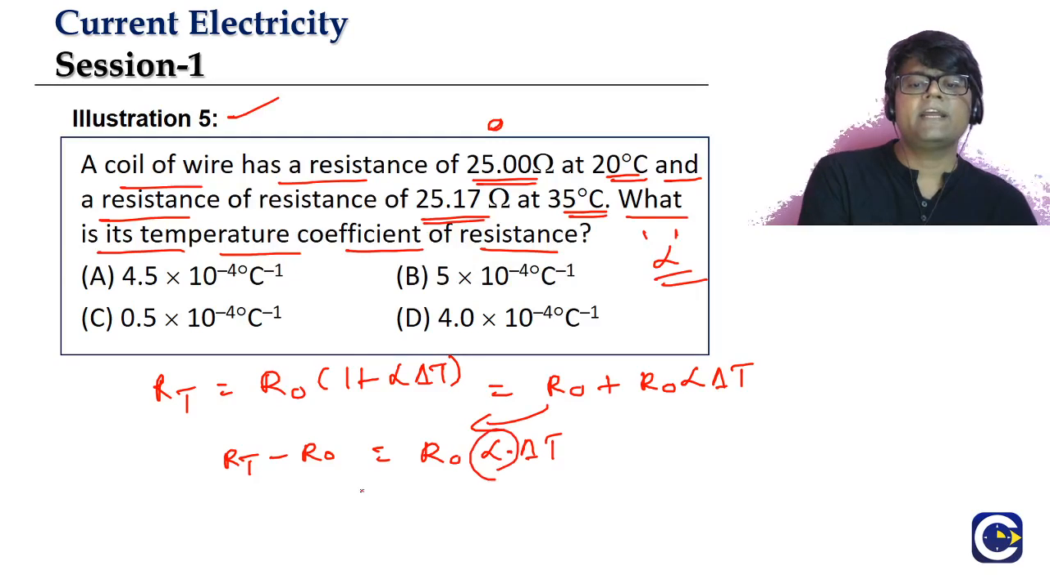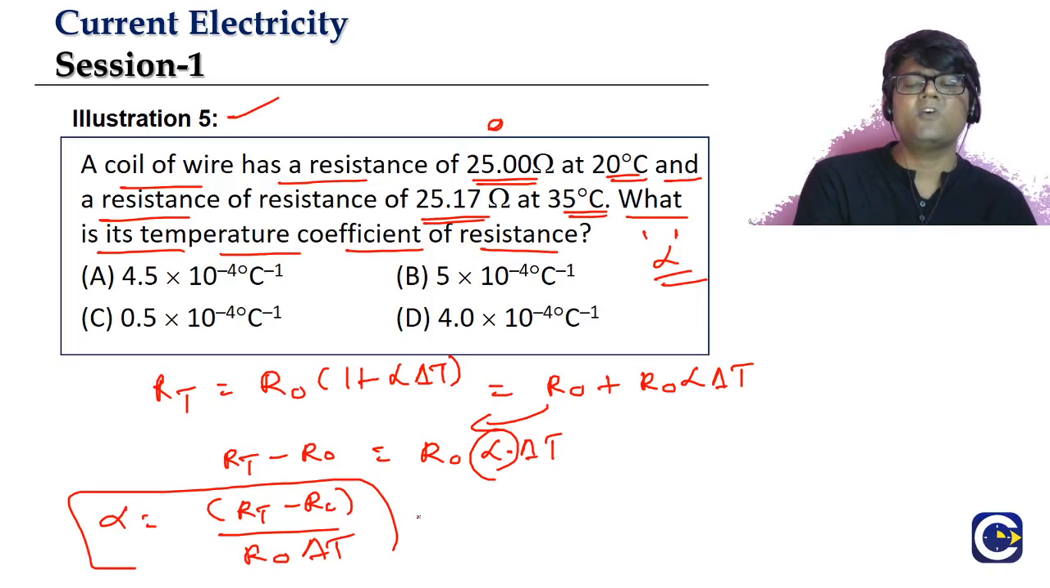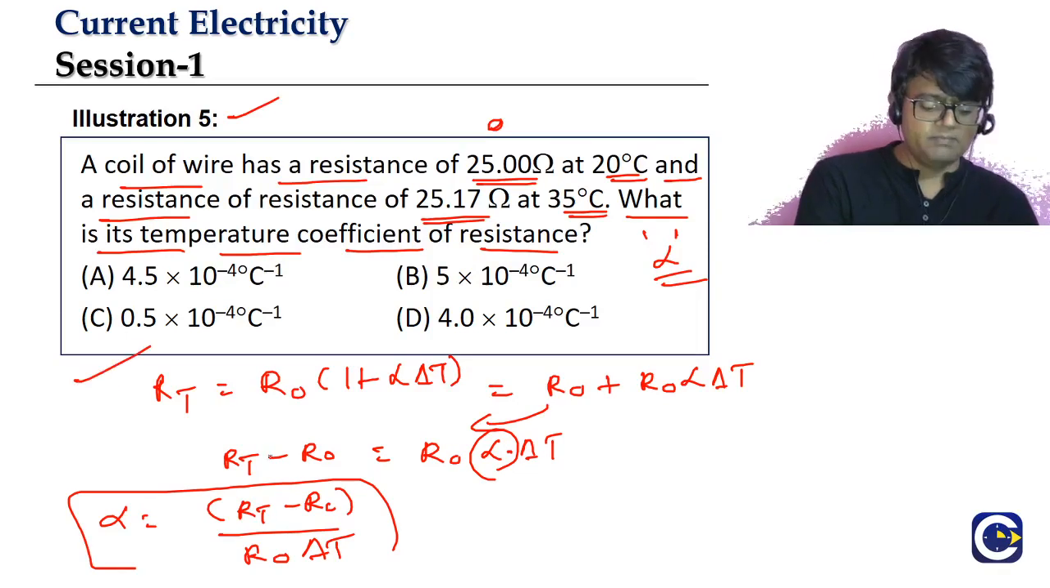We are looking for alpha, right? So what is the alpha value going to be, guys? Alpha will be equal to RT minus R naught by R naught delta T. So this is the formula. We don't need to remember the formula because we are just using the base relation. Clear, guys? So using this we have to get, so RT means what?